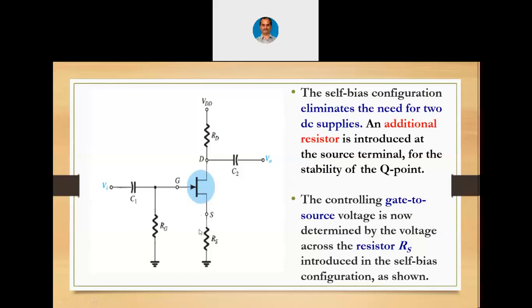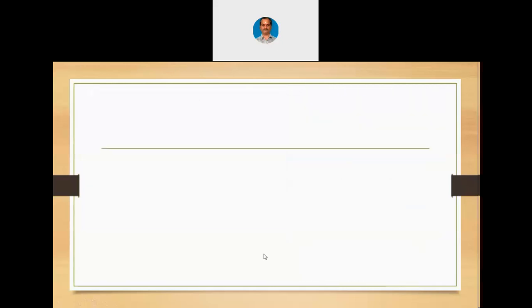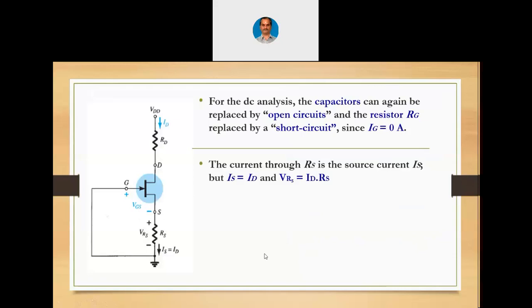When gate is connected to ground potential, when the source is at a higher potential, when we measure gate to source voltage, when we move from gate to source, we are moving from 0 to VRS. And VRS is positive. That is how we get VGS as negative. Now these are all circuit techniques as I have been telling you. So now the current through RS is the source current IS, but IS equals ID. The source current and drain current are same. Therefore VRS equals ID into RS. That means the voltage drop across this RS is the drain current into this resistance.